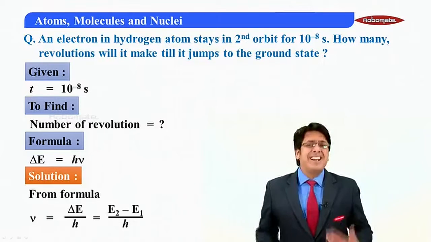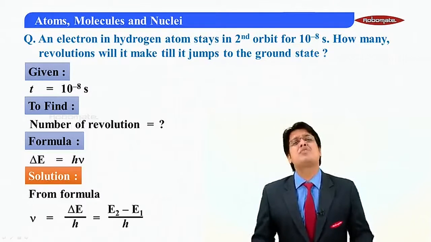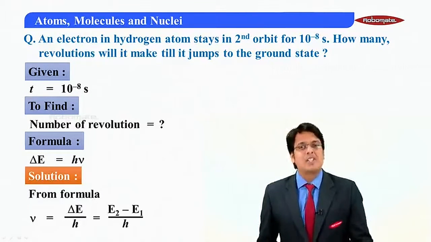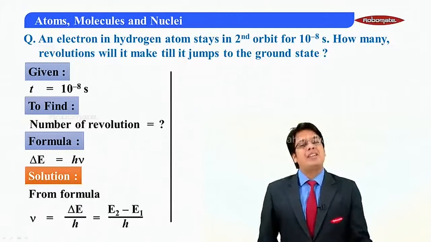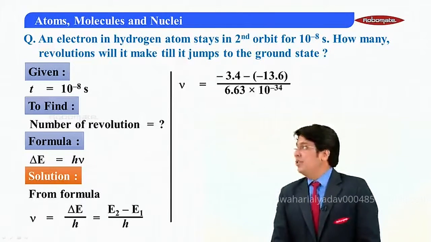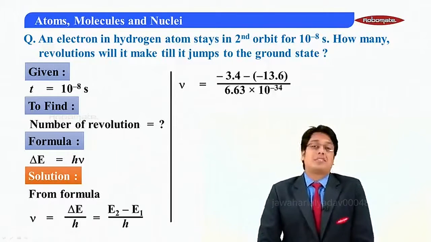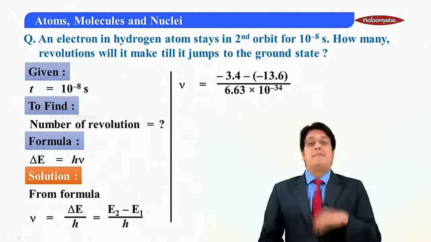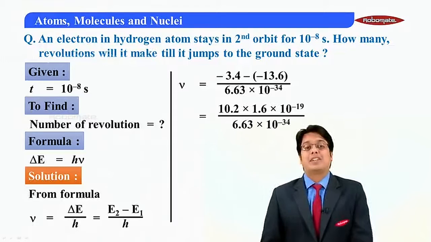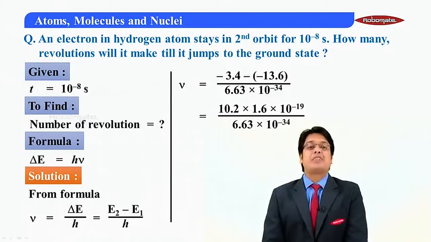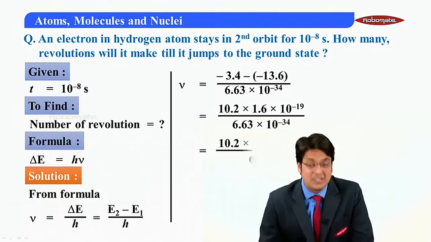And when I say delta E, it is the difference of energy. From which energy to which energy? Second to first. So E2 minus E1 upon h. E2, I know, is 3.4. E1 is 13.6, with the minus sign, don't forget, minus gets cancelled. So what you get is nu is equal to 10.2 into 1.6 into 10 raised to minus 19 upon 6.6 into 10 raised to minus 34. Did you get it? Yes or no?